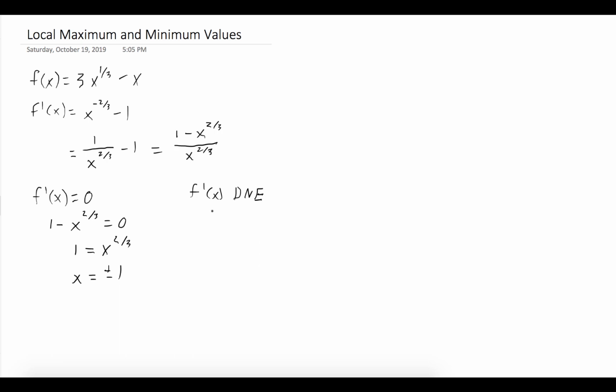Now we can look for when f prime of x does not exist. And that happens when the denominator is equal to 0. And so for what value of x is x to the 2/3 equals 0? Well, that's just x equals 0. So what we'll do now is we'll draw a number line. And we'll break it up at each of our critical numbers. So negative 1, 0, and 1.